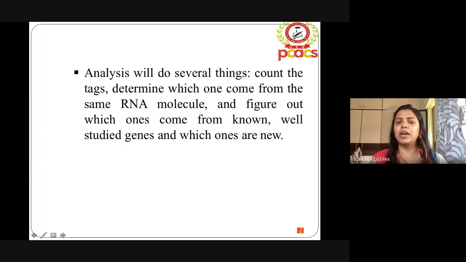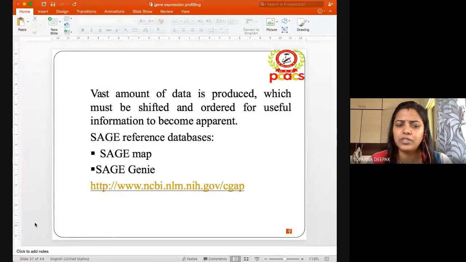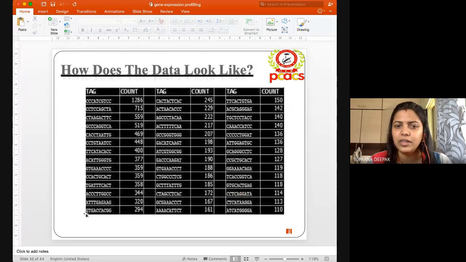And then what is going to be done is, how many tags are there, which come from the same molecules, that has to be understood. So how can that be done? You can go for sequencing. After sequencing, you will understand how many of these tags are there.